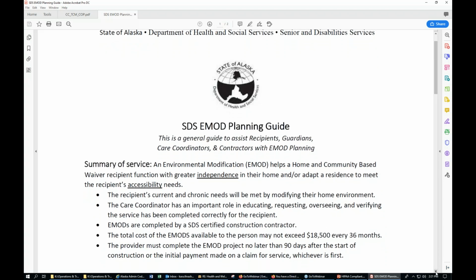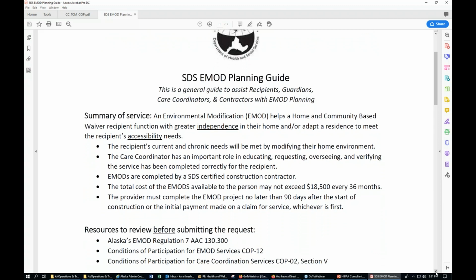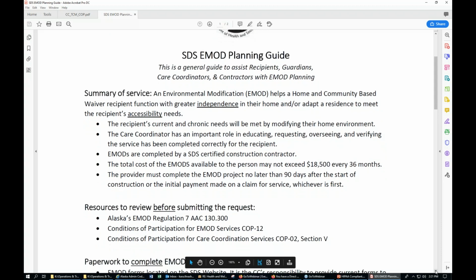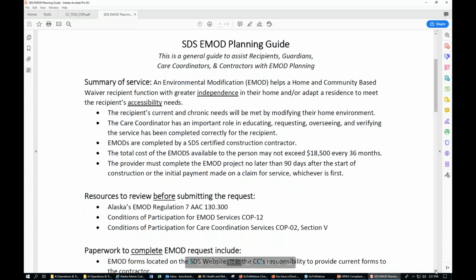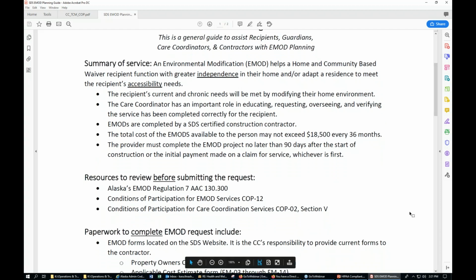So again, we're hoping that it's got plain language and accessible for readability and, of course, its formatting. Okay, this is a general guide to help you, the person, contractors, guardians, anybody who's involved with the EMOD process. It provides a summary of the service. So here you can see information that an EMOD is about helping a person be more independent in the home or to adapt their home to meet their needs for accessibility.